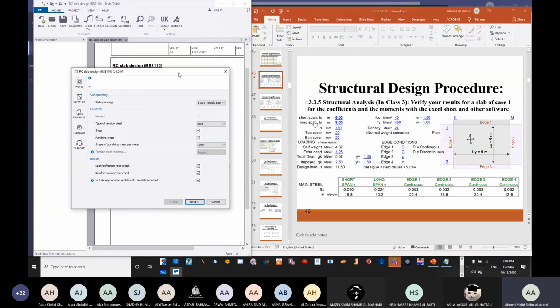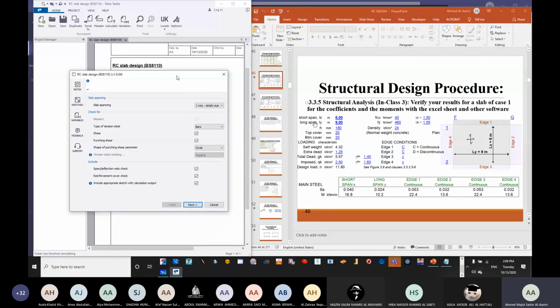Okay. Now you can see both. Turn off your mic. Turn off your mic.